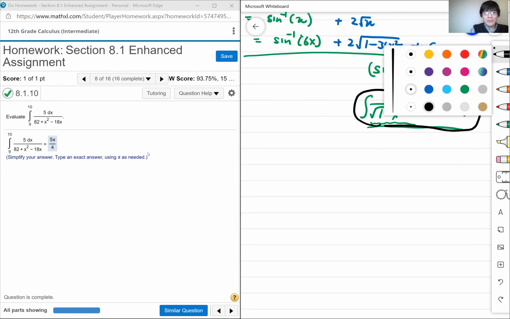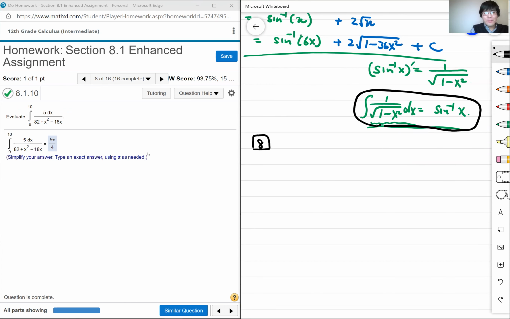Okay, number 8. The integral of 5 over 82 plus x squared minus 18x dx. This is a proper fraction, so you don't need to do division. The derivative of the denominator is not equal to the numerator at all, so you cannot use log.